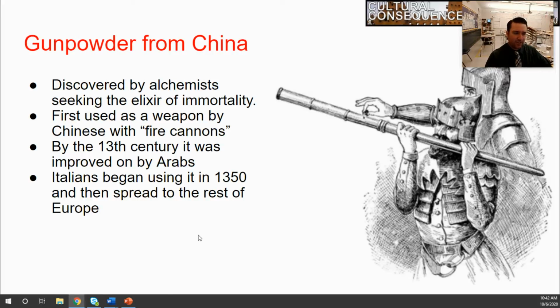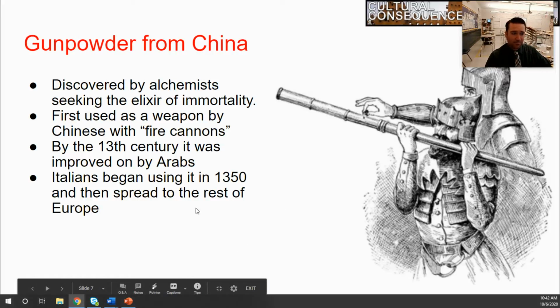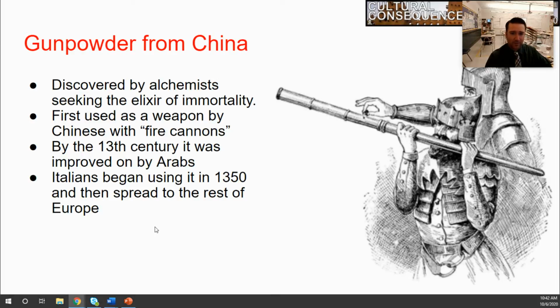And eventually the gun spreads through the Italians, who began using it in 1350. The Italians, of course, through the powerful Italian city-states of Venice, Florence, Genoa, are going to be the go-between between the Arab world and Europe, as they were originally the cities from which the Crusaders left to go crusade into the Middle East and to the Holy Lands, as they were.